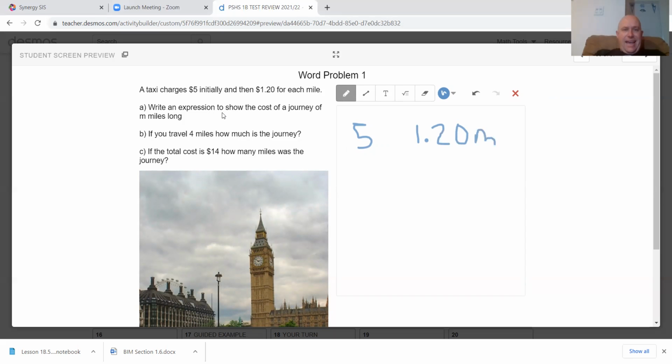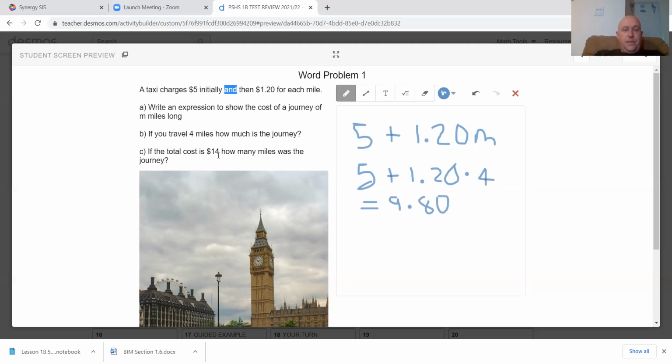And the "and" in this question here is very similar to add. So we have a cost, they give us an additional cost, and that will tell us the total price for this. If you travel 4 miles, how much is the journey? So if we travel 4 miles, I'm just going to go ahead and substitute in 4 for this one. $1.20 times 4, and then add $5 on. Use your calculator if necessary. I think this one's going to be $9.80.